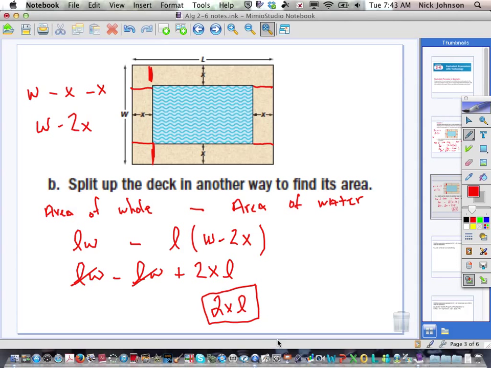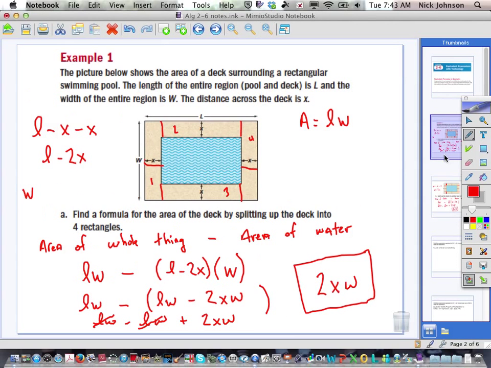So what happens is, even though we went about it a different way, where I drew my rectangles is going to determine a different expression, but we're going to end up with the same thing once it's all said and done. Okay?